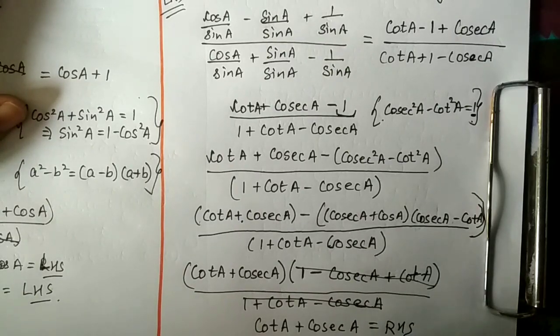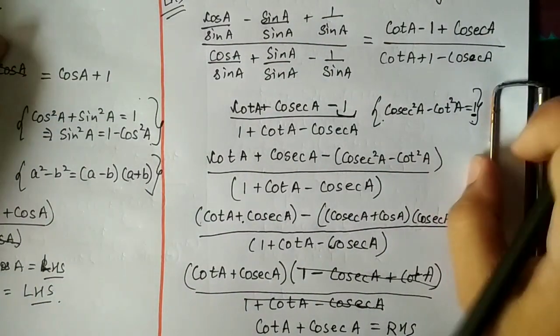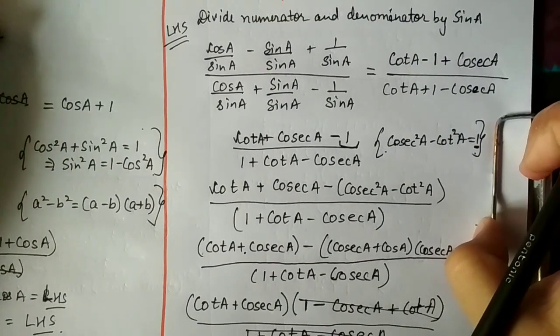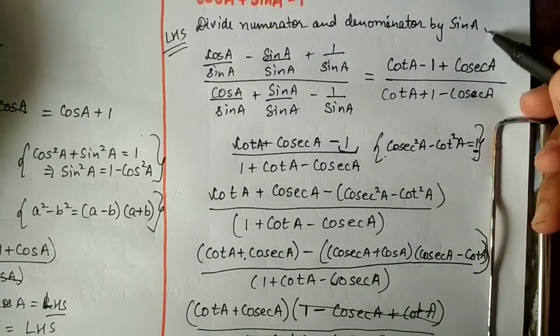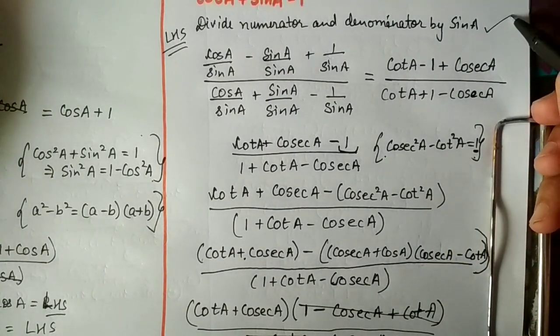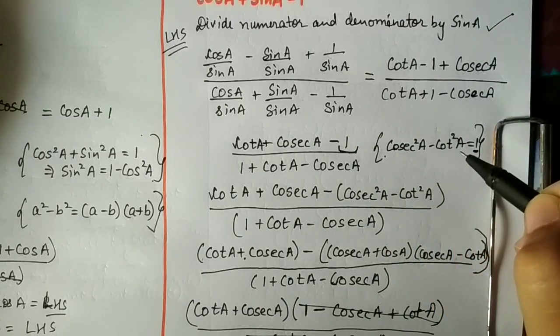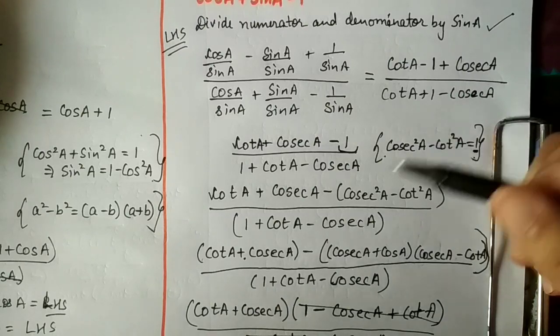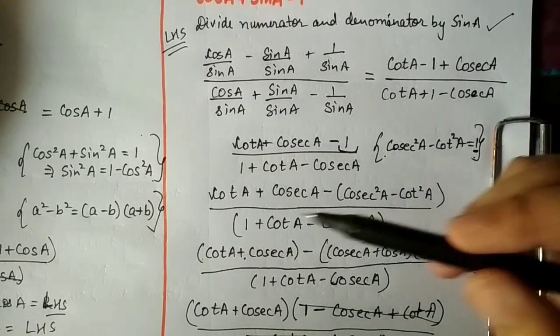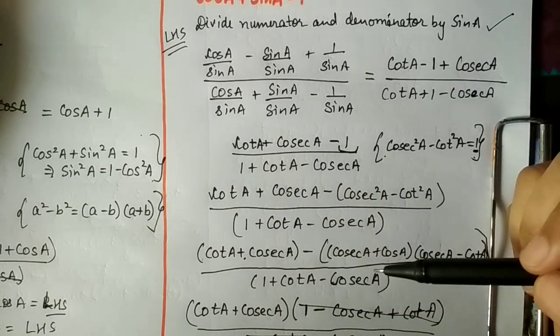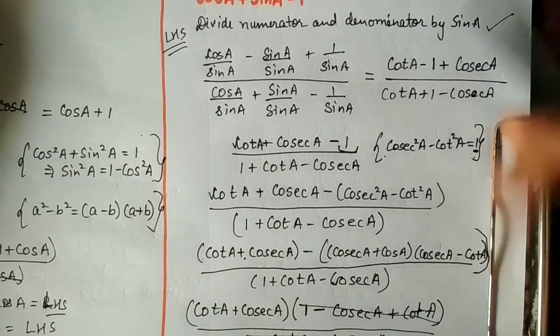So hence proved. So this was a typical question. In this you have to remember the steps. First step is to divide the numerator and denominator by sin A, and then you use the identity of cosecant square A minus cot square A is equal to 1, and then you take out common and try to remove the denominator term. So you have the answer.